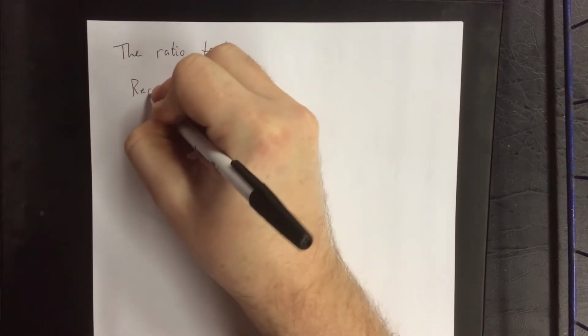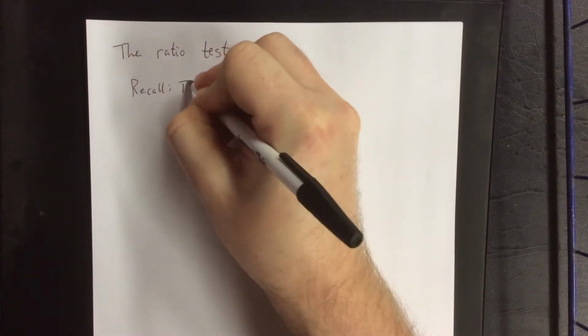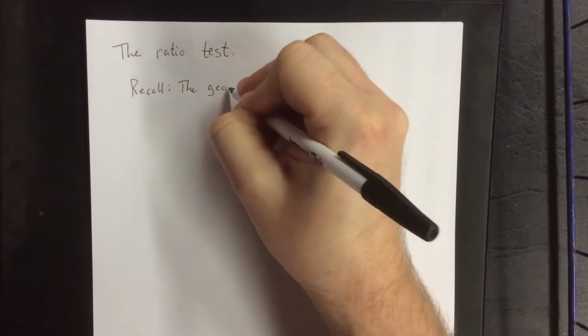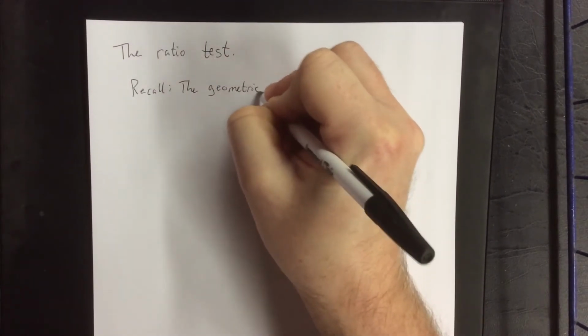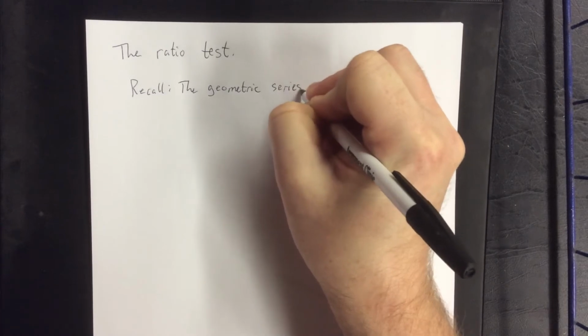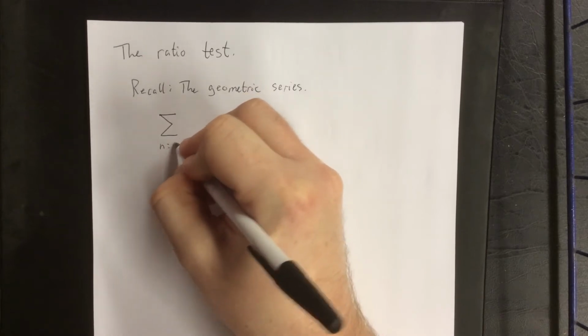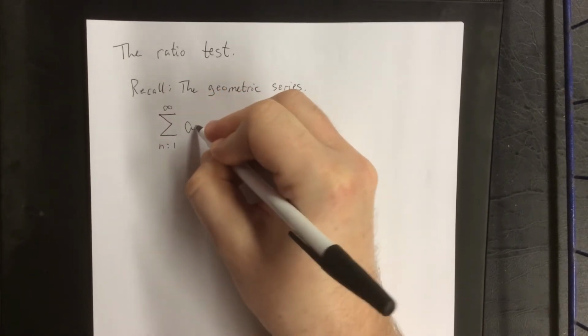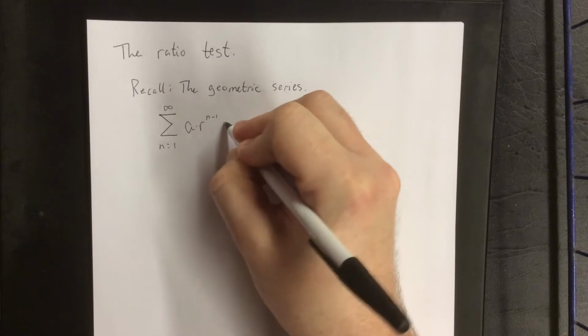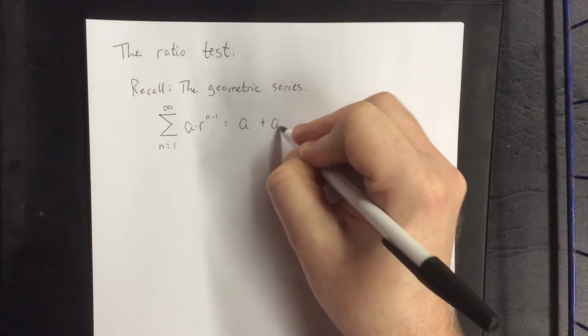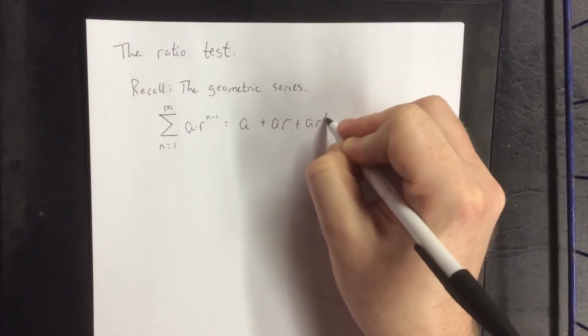The purpose of this video is to introduce the ratio test as it applies to series. I will ask you to recall with me the geometric series. The geometric series takes on the following form. This is the sum from n equals 1 to infinity of a times r raised to the n minus 1 power. And it looks like the following.